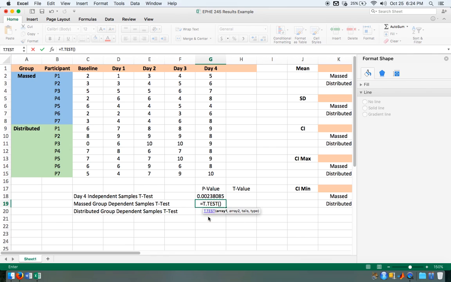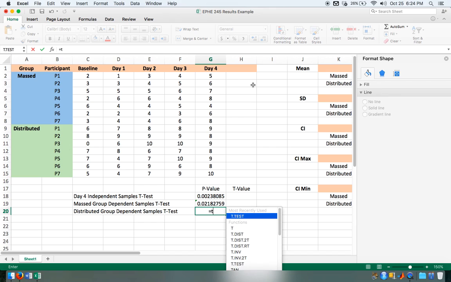We could do the same with the other ones, but it's going to be slightly different. It equals t.test again, but this time we're comparing baseline for mass with day 4 for mass, with 2 tails again, always 2 tails. But this time we're using a dependent or paired sample, so this is going to be 1 instead of 2. Here, again, there's actually a significant difference. So it looks like training really did help the mass group, or I guess practice did.